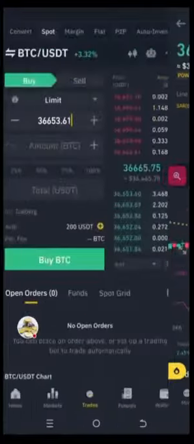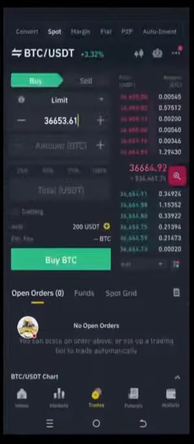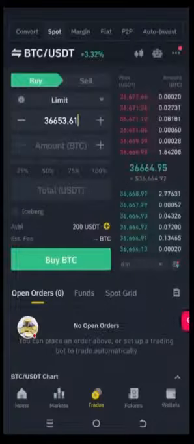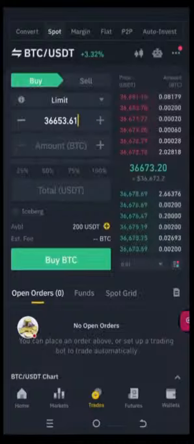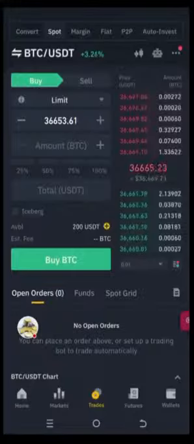So let me go back into this. This is the spot trading section, right? The reason why I tend to use the spot trading section more than the convert is because most of the pairs are in the spot trading section. Most times when you go to convert, you may not see these pairs appear the way they appear in spot trading.